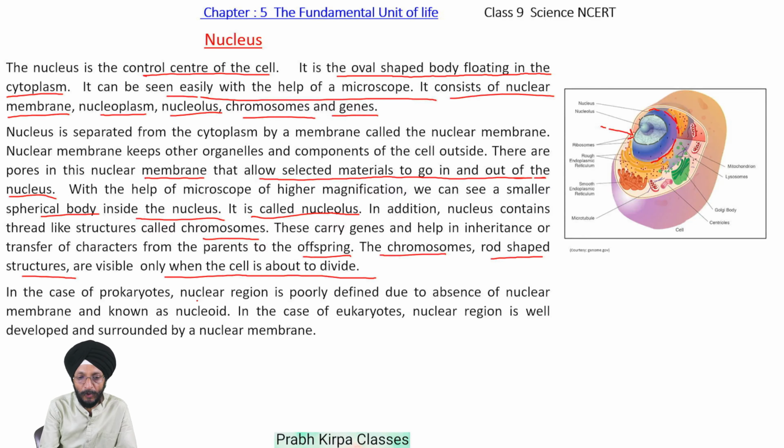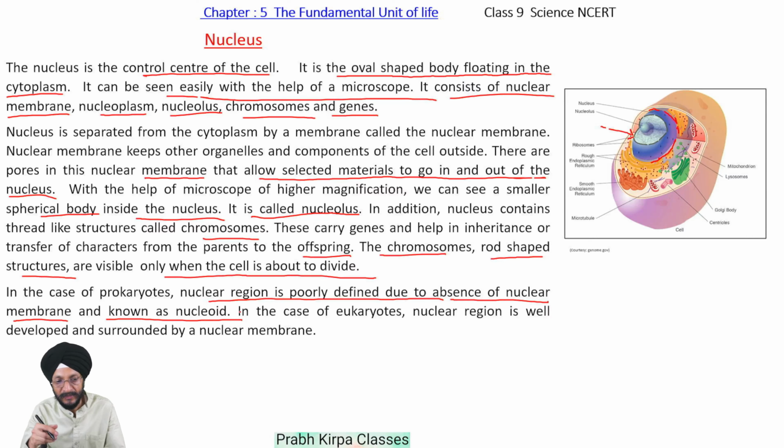In the case of prokaryotes, the nuclear region is poorly defined due to the absence of a nuclear membrane, and is known as nucleoid. In the case of eukaryotes, the nuclear region is well defined and surrounded by a nuclear membrane.